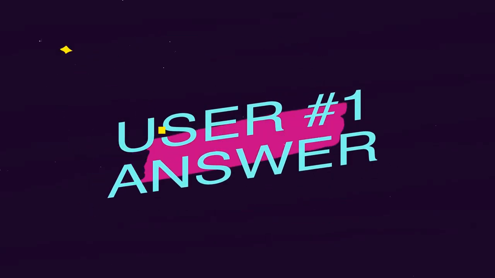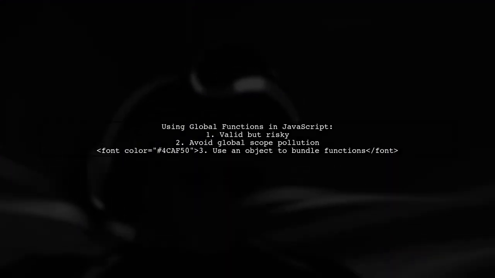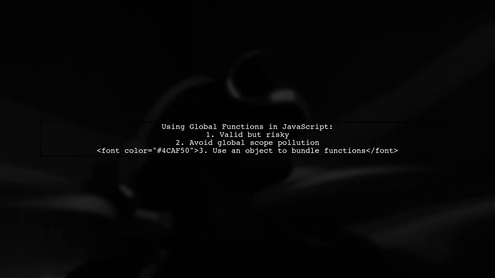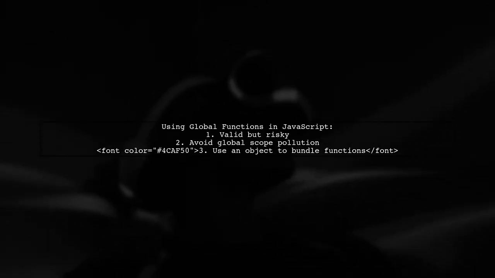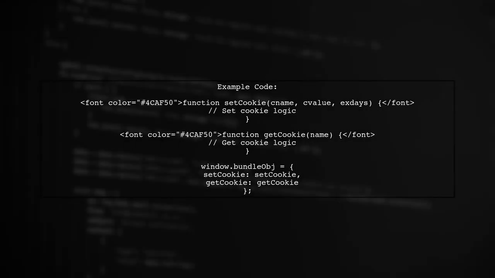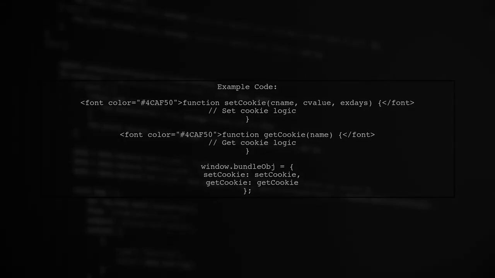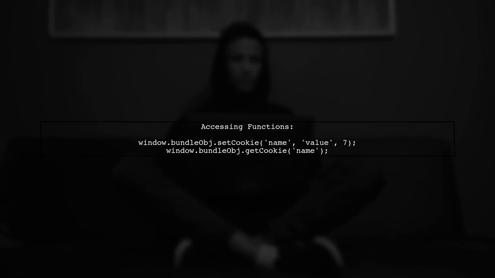Let's now look at a user-suggested answer. Yes, it's valid to use global functions in JavaScript. However, to avoid polluting the global scope and potential name clashes, it's best to wrap your functions inside an object. Here's an example of how to do this. You can create a function to set and get cookies, then expose these functions through a global object. Now, you can easily access these functions anywhere in your code using the global object.